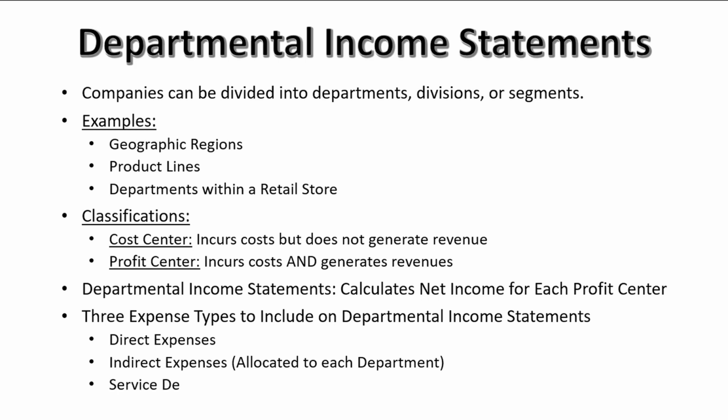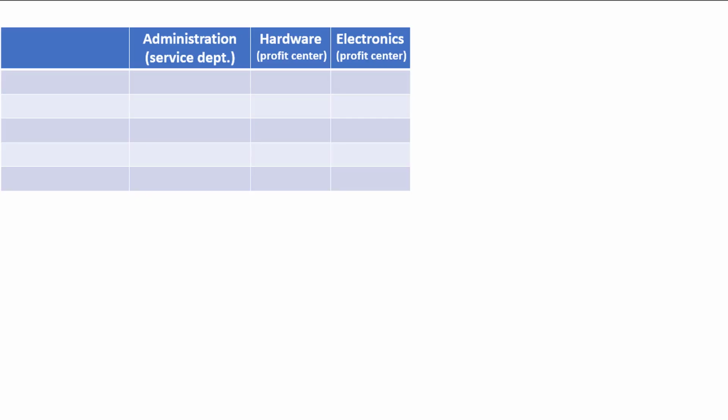Third, the service department expenses, which are the cost centers, get allocated to the profit centers using an allocation base for each service department. For example, the cost of the accounting department would need to be allocated between the profit centers, such as the electronics and hardware departments. Let's take a look at an example. Let's keep it relatively simple and consider a company with only one service department, which we will call administration. And there are also two profit centers, which are the hardware and electronics departments.